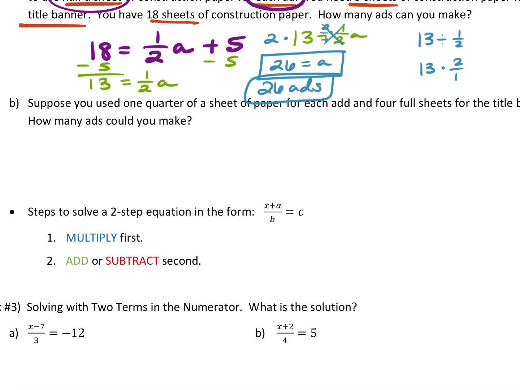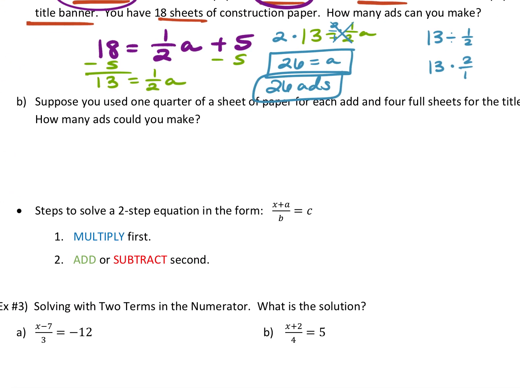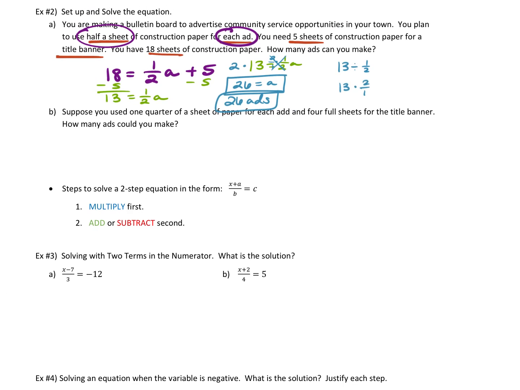Okay, so think about this one. Suppose you used a quarter sheet of paper for each ad and 4 full sheets for the title banner. Then how many ads could you make? So what's your new equation going to look like? This, Olivia. Is it 1/4 x plus 5? Oh, 4. Plus 4, right. That one's plus 4. So still 18 total sheets, but now you would do this. So now what's your first step?